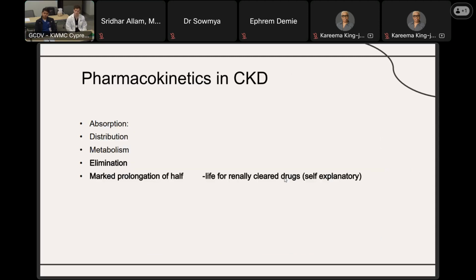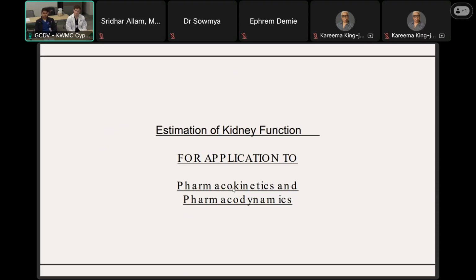And last, the elimination of medication, and that can lead to prolongation of the half-life of renally cleared drugs. It's self-explanatory that medication is cleared by the kidneys. Then depending on the kidney function, if the kidney function is lower, the medication will be cleared less, and the medication effect can last longer. So with that, the next part is that when we talk about pharmacokinetics and pharmacodynamics for medications, how do we apply our kidney function estimations?